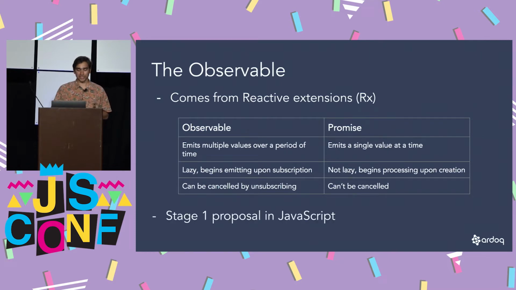Another reason for why you should care is that the observable is a stage 1 proposal in JavaScript. So it might actually become a part of our language. And RxJS have also done a lot of work in trying to mirror that proposal.